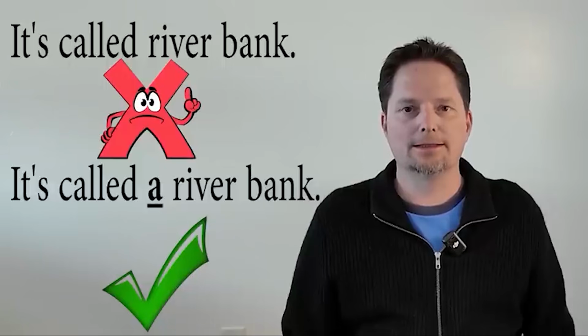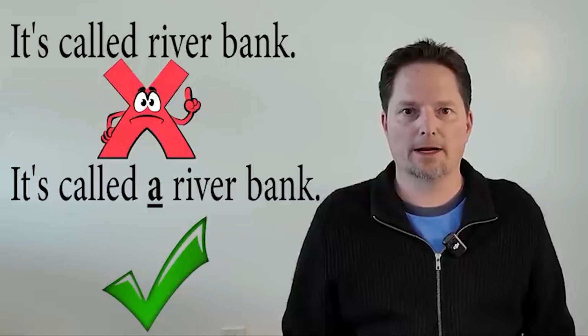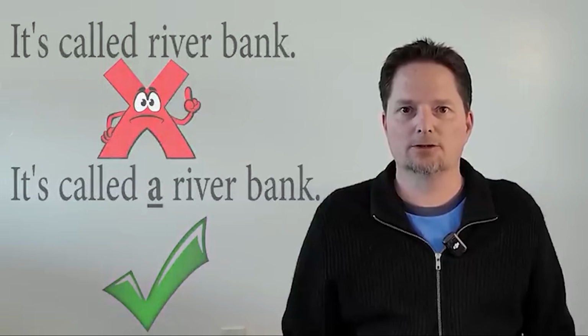It's called a riverbank, speaking about one in general. What is it called? It's called a riverbank. The side of a river is called a riverbank. I cannot say "it's called riverbank." I need an article. Let's use "a." It's called a riverbank. Let's practice. What is it called? Is it called a riverbank? That's right, it's called a riverbank. The side of a river is called a riverbank.